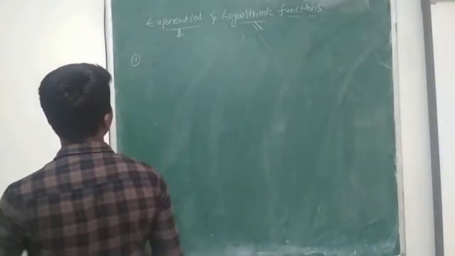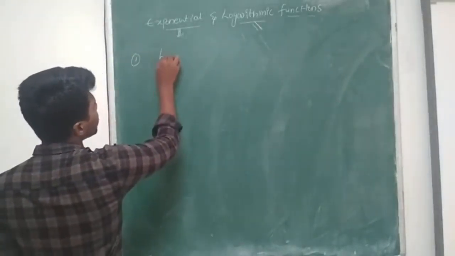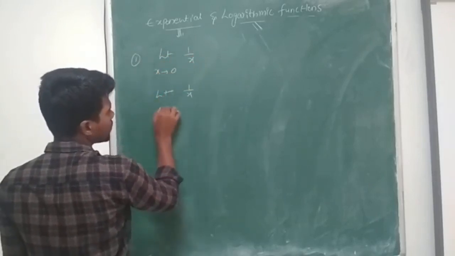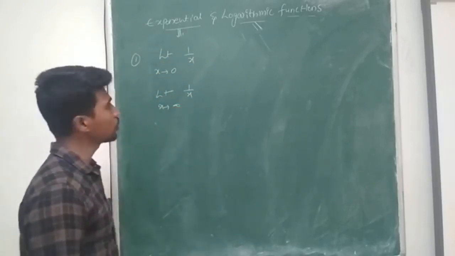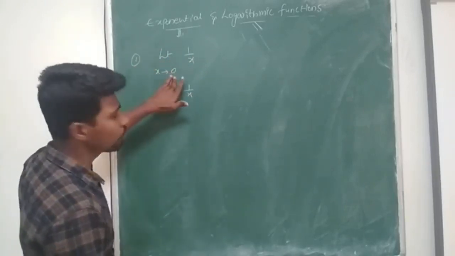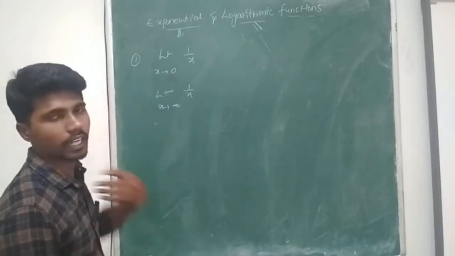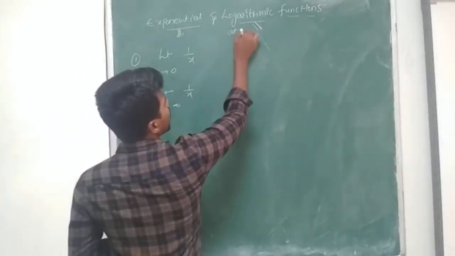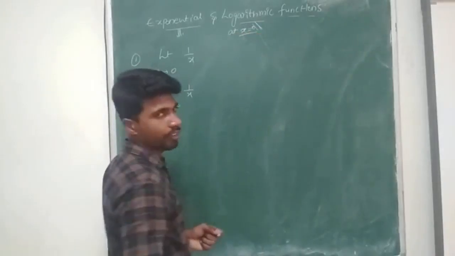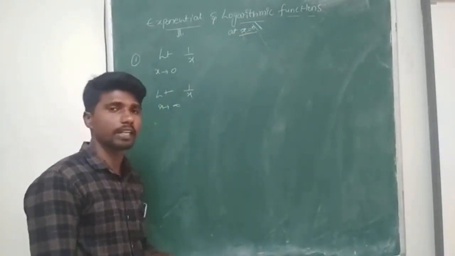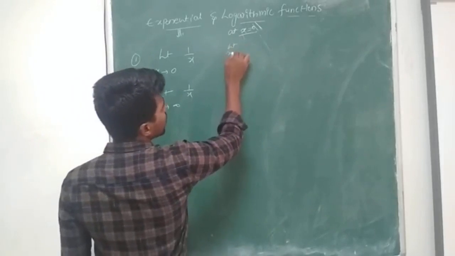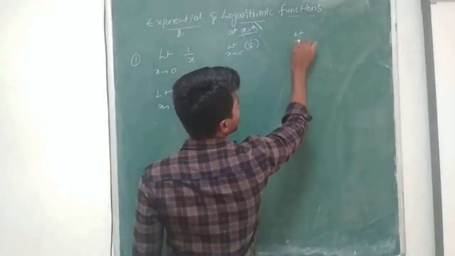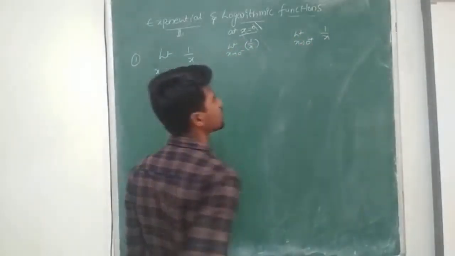First one, finding the limit of 1 by x. We can extend x to 0 or to infinity. In this case, extending to 0. If I am finding the limit as x extends to 0, first I have to check whether the limit exists or not. So at 0 I am checking. To check at 0, I have to find its left as well as right limit, which is nothing but limit as x extends to 0 minus of 1 by x, and the right limit as x extends to 0 plus of 1 by x.